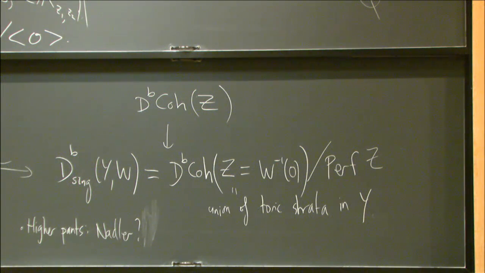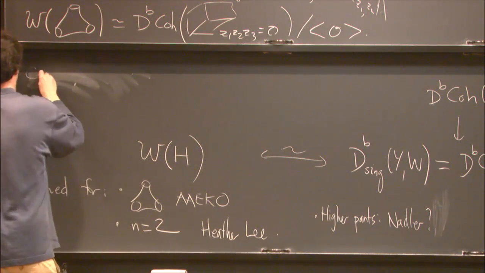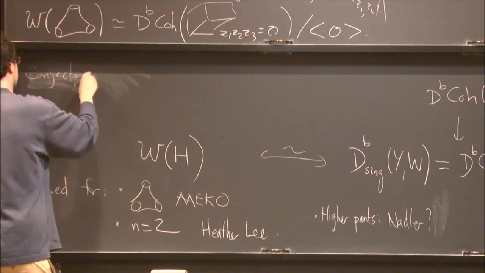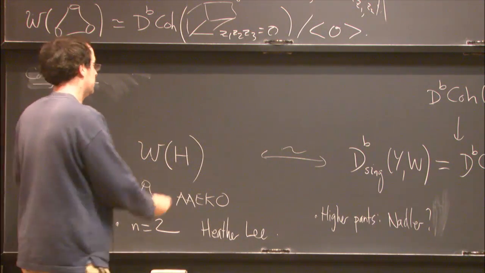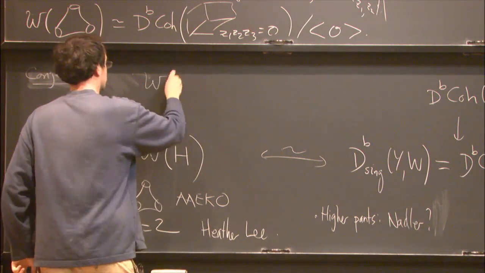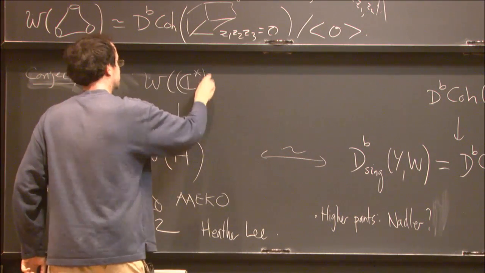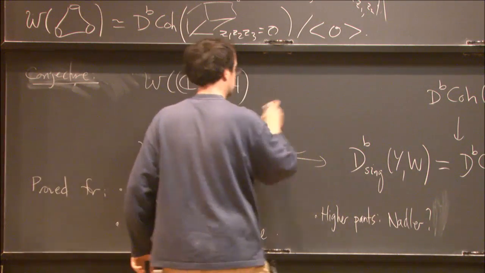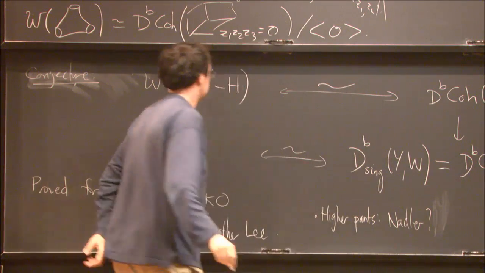Okay? So maybe I should call that fantasy or something like that. And I can probably call it a conjecture. Well, I can call it a conjecture. There's no harm in doing that. Which is that this corresponds to the wrapped Fukaya category of a complement of H in (C^*)^n.